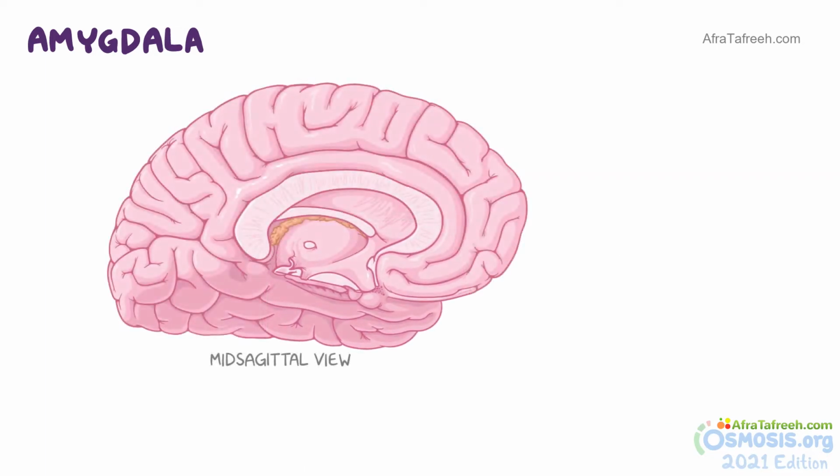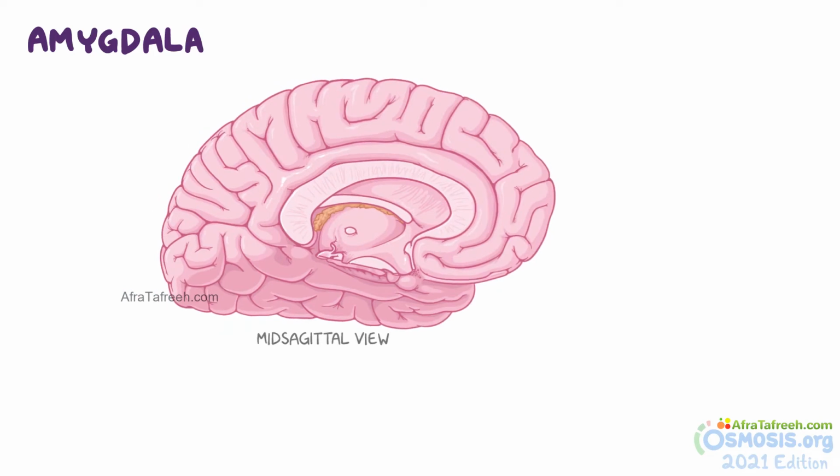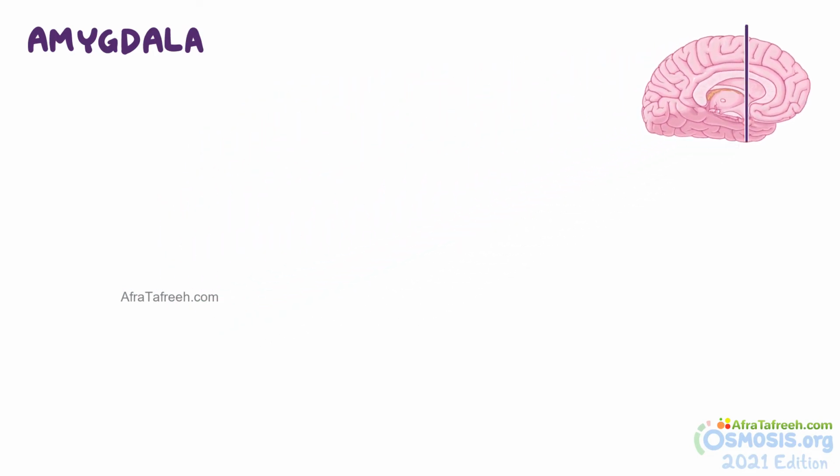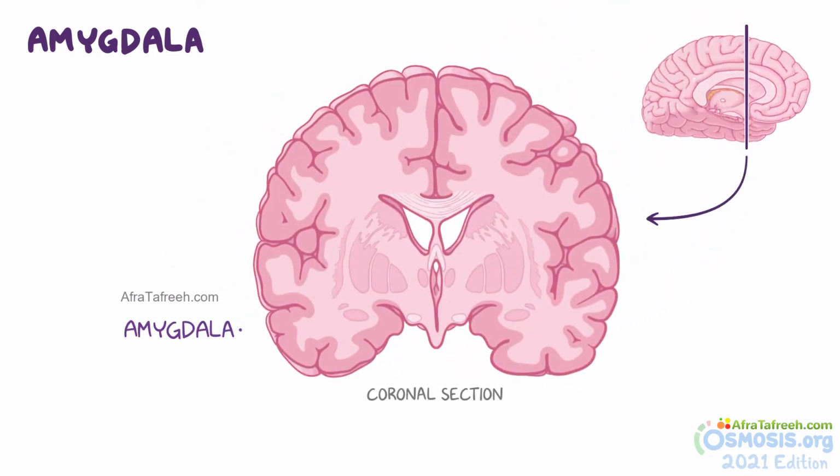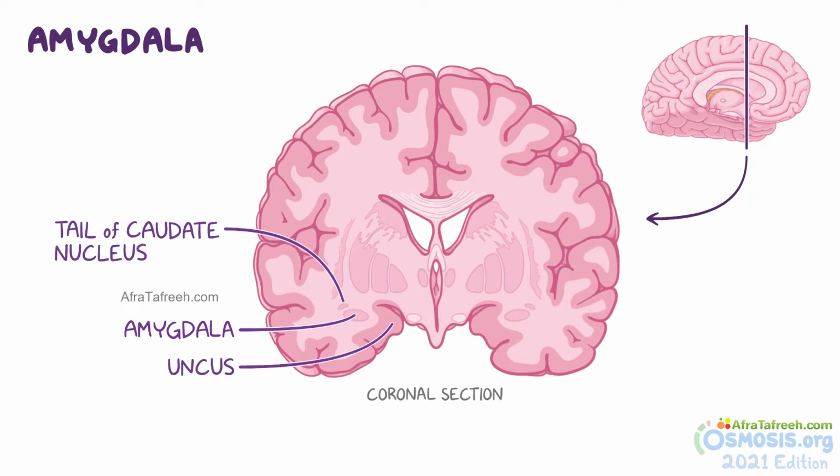On a mid-sagittal section of the brain, the amygdala is located in the medial temporal lobe, just deep to the uncus. On a rostral coronal plane, we can also see the amygdala in the medial temporal lobe, deep to the uncus with the tail of the caudate just superior to it. Remember that the hippocampus and parahippocampal gyrus would be found more caudally in relation to the amygdala.